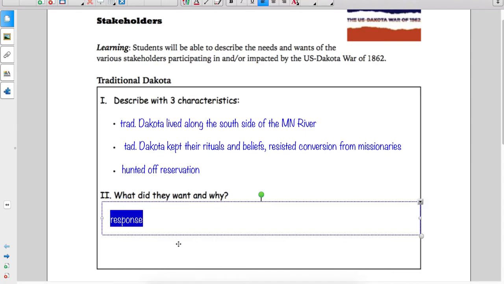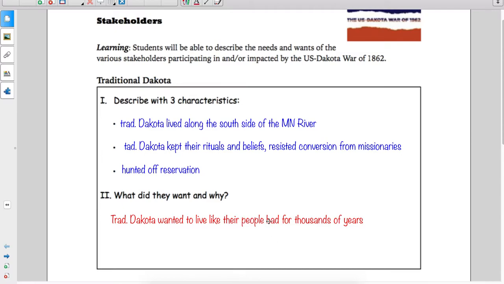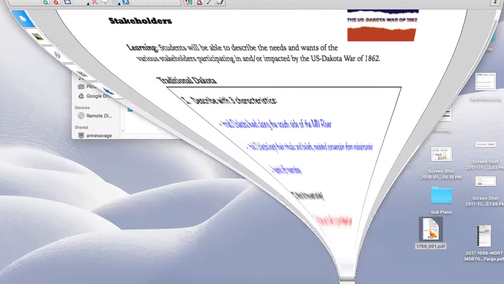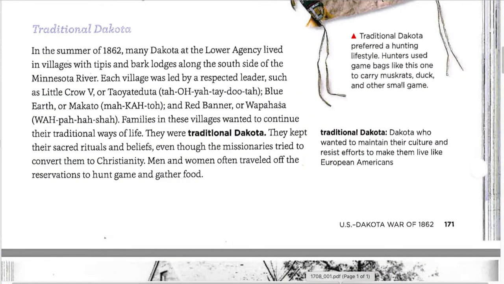And I can just remember this is traditional Dakota wanted to live like their people had for thousands of years. That's their want. So I got my traditional Dakota notes taken. Back to the reading.